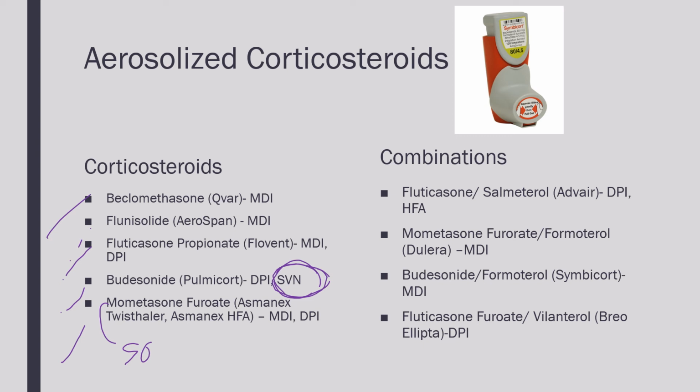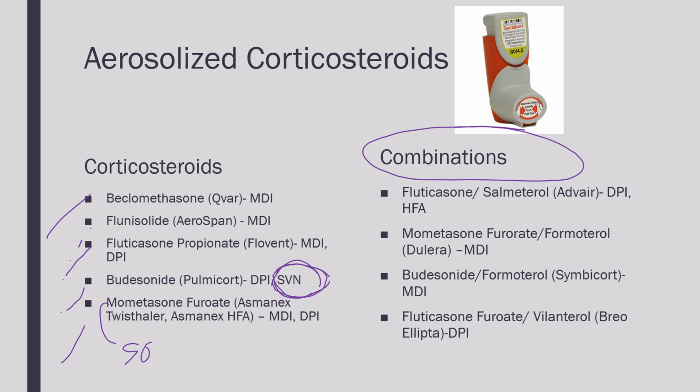When we're looking at combinations, what we talked about a little bit, a slide or two ago. This is when we're doing step 3 or higher. Remember that? We were talking about that with the asthma. Step 3 or higher. And this has been shown to improve lung function and symptom control when we're doing it with those patients.